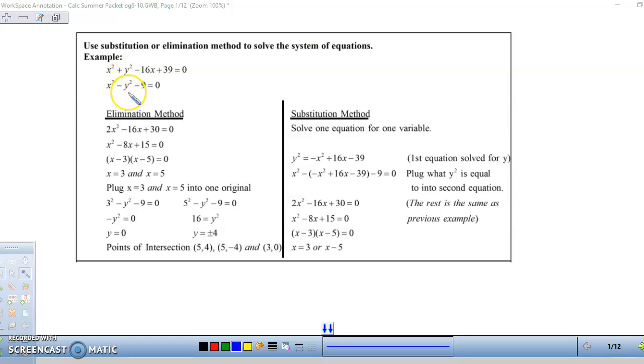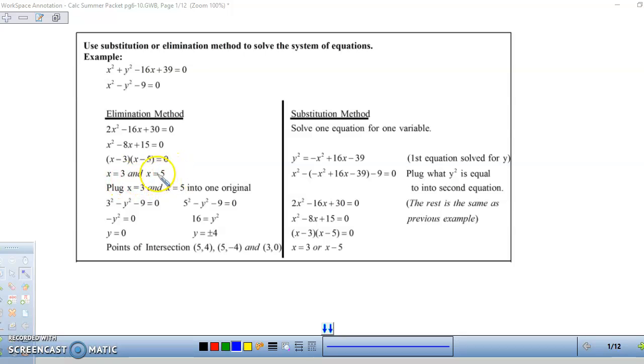two different conic sections. But you'll notice that the y-squareds, if we add the equations together, will eliminate. So that's what happens here in this first step. We add these two equations together, the y-squareds cancel. You end up with this quadratic, divide by 2, factor, and then you have your x's.